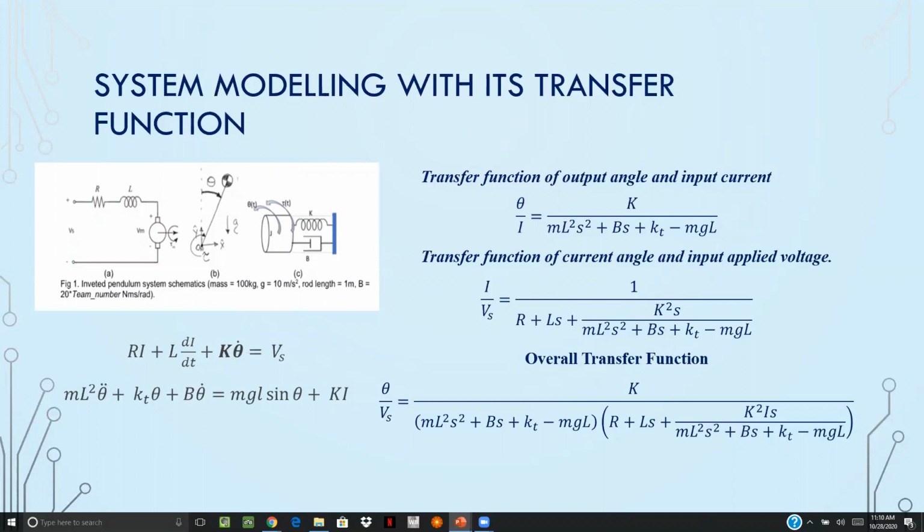Here we have our transfer function of output angle and input. We have our transfer function of current angle and input applied voltage equations. And then to the left, you see the system modeling. The system equations for a given system of an inverted pendulum actuated by the motor are shown in the left two equations.